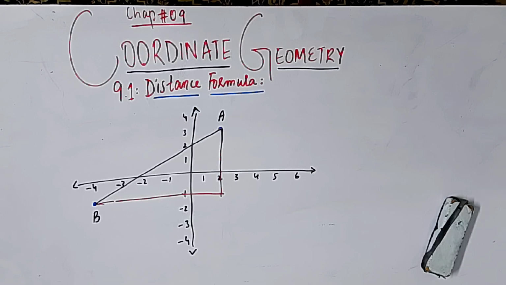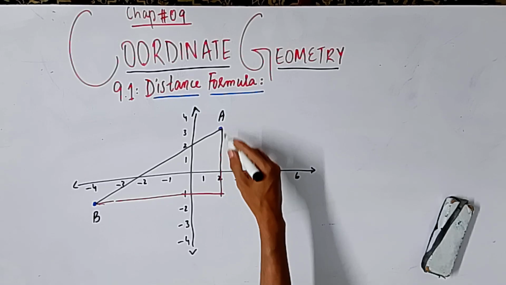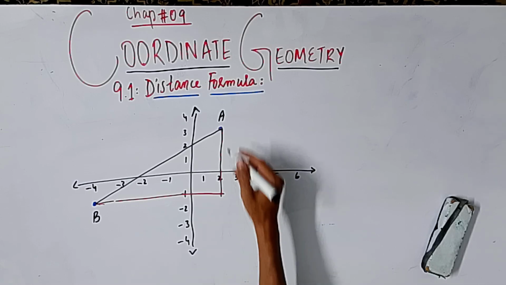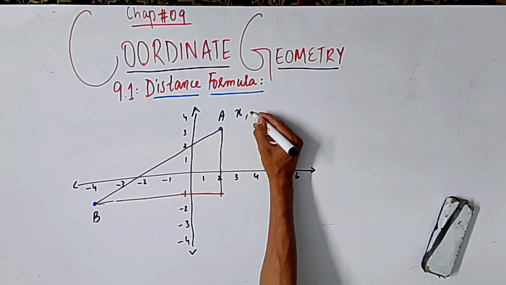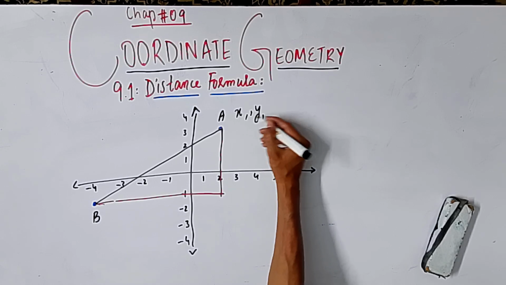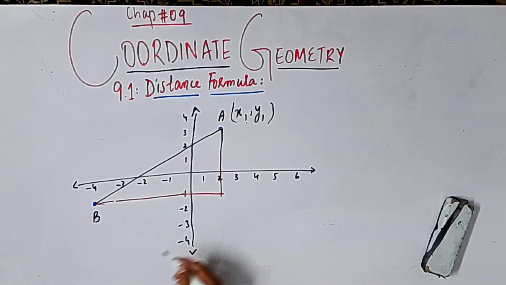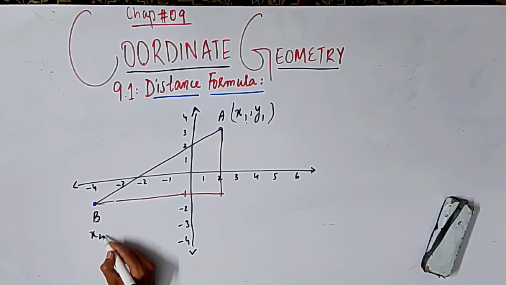So what is the distance over here? The vertical distance. The vertical distance will be y2 minus y1. For example, if this point says x1 comma y1, and this point says x2 comma y2, you know that points are represented with the values of x and y.